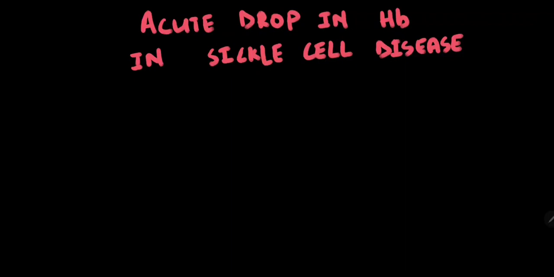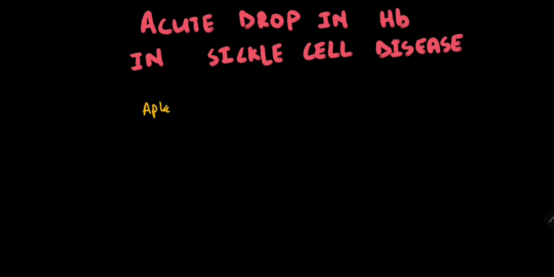Hello there. Today we will be talking about an important topic, and that is the acute drop in hemoglobin in sickle cell disease. So they usually give in a vignette that the patient has sickle cell disease and now presents with features of acute severe anemia. Their hemoglobin has dropped to 3 or 4, and the patient has features of anemia, like pallor, like fatigue. So whenever they give you a scenario like that, acute severe anemia in a patient with sickle cell disease, you should be really thinking about two things.